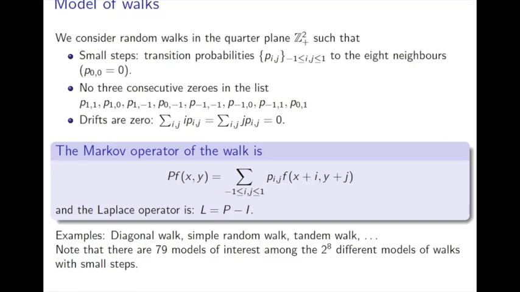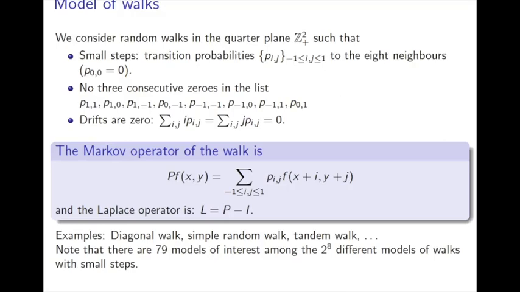To avoid degenerate cases, we suppose that there are no 3 consecutive zeros in this list of probabilities, and we assume that the drifts in both directions are 0. The Markov operator of the walk is defined by Pf(x,y) equal to the sum over i,j of Pij f(x+i, y+j), and the Laplace operator is defined by L equal to P minus identity. So for example, we have the diagonal walk, the simple random walk, but also the tandem walk. We will see more on this example later.